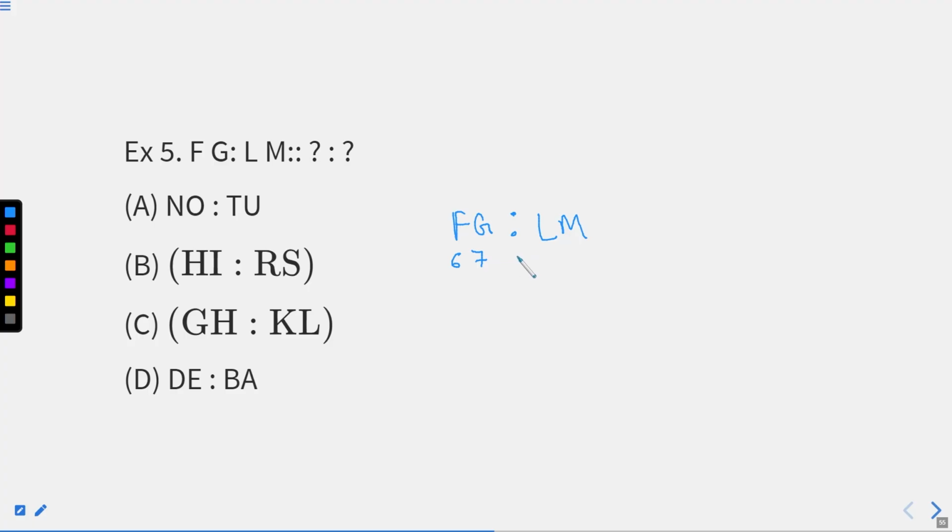How many? Plus 5 or plus 6, right? Plus 5, let's say. After G, we know H, I, J, K and L. It means plus 5, we are getting this, right? L and M are consecutive, right? So, we are doing what? Plus 5. If we follow this and look at all the options, which option is following the same sequence?